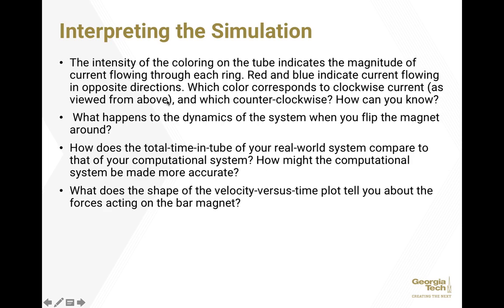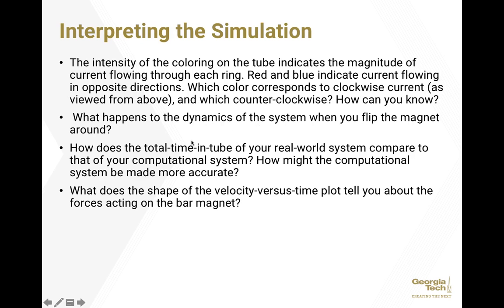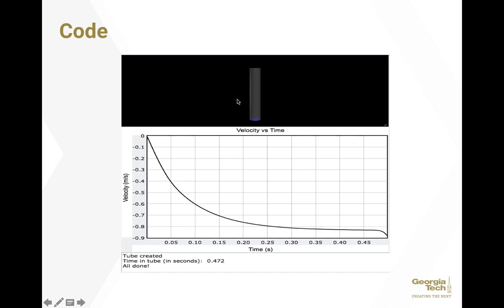So I'm interpreting the simulation. Which is basically asking which color corresponds to counterclockwise or clockwise, and as you can see, this was blue right here, and I would say that's counterclockwise because the flux of the magnet is pointing downwards, so it induces the counterclockwise current around the tube. And then what would happen to the dynamics of the system if you flip the magnet? Well, the current would turn clockwise because the flux is going upwards, and then clockwise is red, of course.